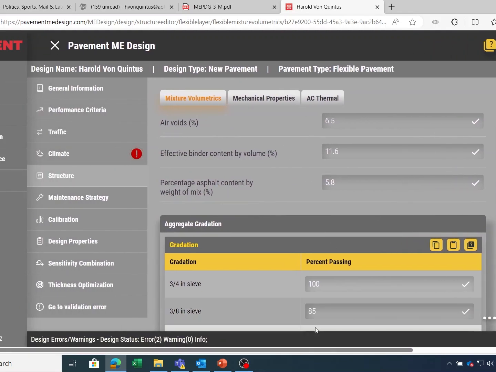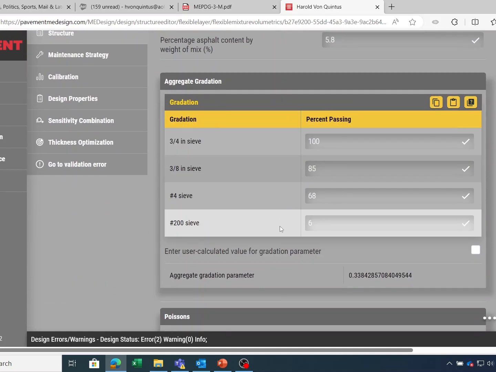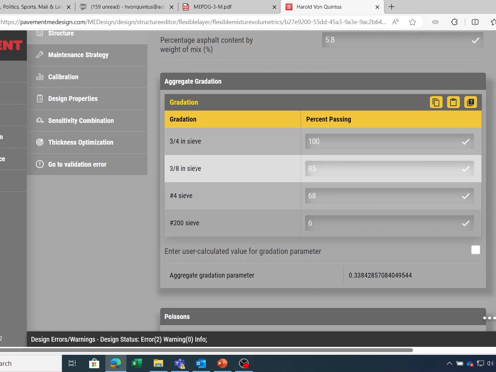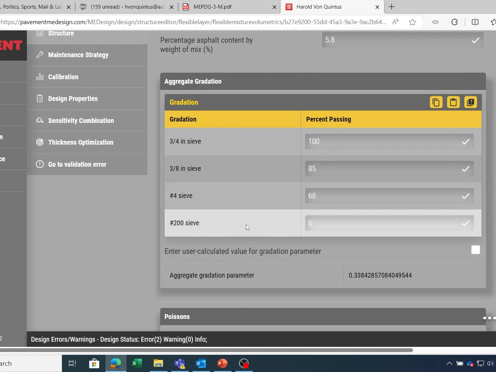So starting with layer 1, we have air voids are required, the effective binder content by volume, percent asphalt content by weight of mix. This is typically used in mixture design or an outcome from the mixture design process. The gradation of the aggregate blend, percent passing the 3/4 inch sieve, the 3/8 inch sieve, the number 4 and the number 200 sieves.